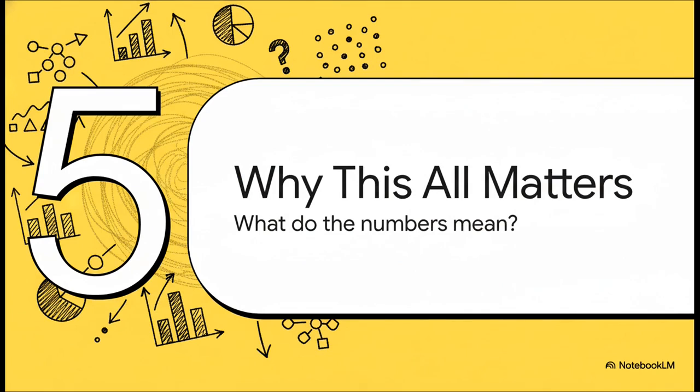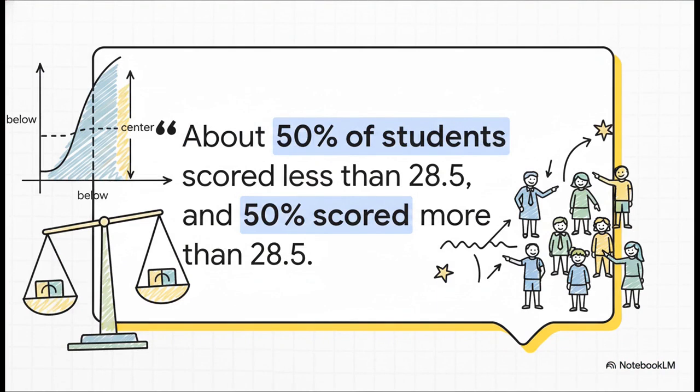Fantastic job. We've gone through the steps, we've done the calculations, but let's take a step back for a second. Why are we doing this? What do these numbers, mode and median, actually tell us about the world? That median of 28.5 isn't just a random number. It has a very real meaning. It means that it is the exact middle point of the class's performance. About half the students, 50%, scored less than 28.5, and the other 50% scored more than 28.5. It perfectly splits the data in two.